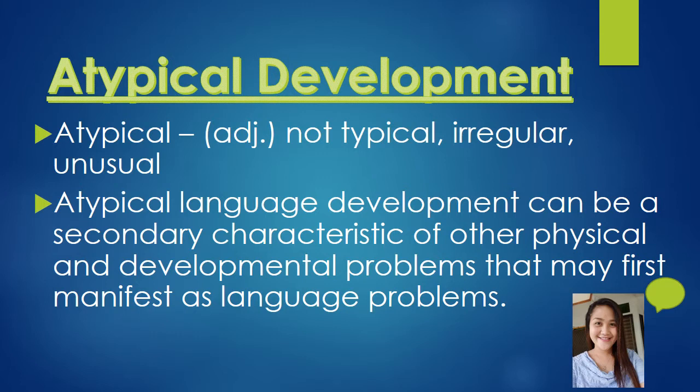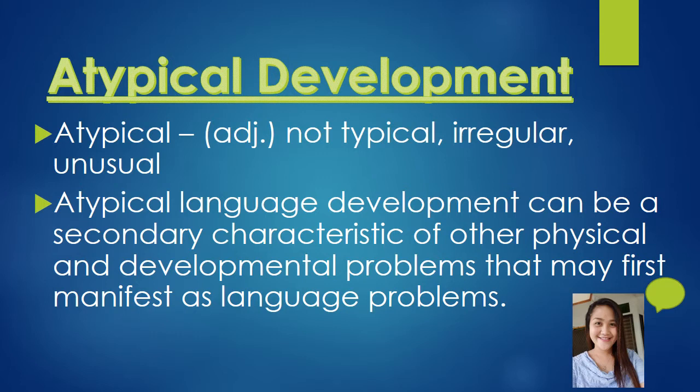Now, for us to grasp what this atypical language development is, let me define first the word atypical. Atypical is an adjective meaning not typical, irregular, or unusual. Upon learning this word, we can immediately say that atypical language development is the unusual way of learning or developing the language.